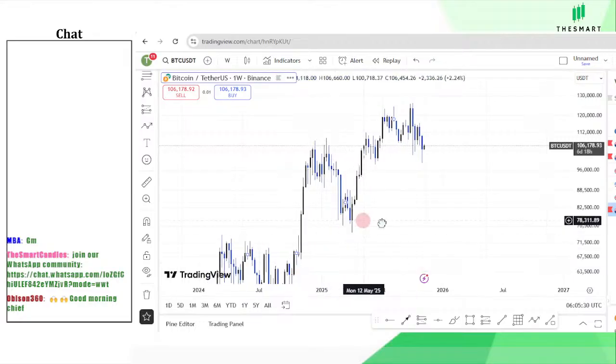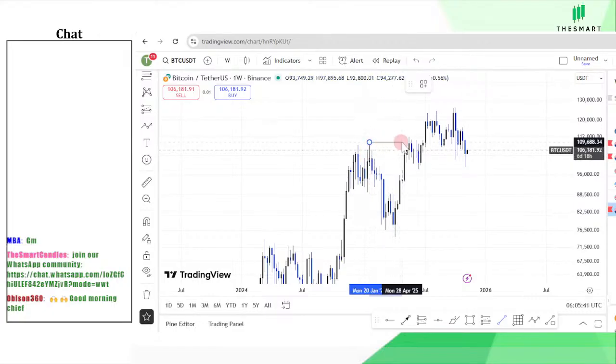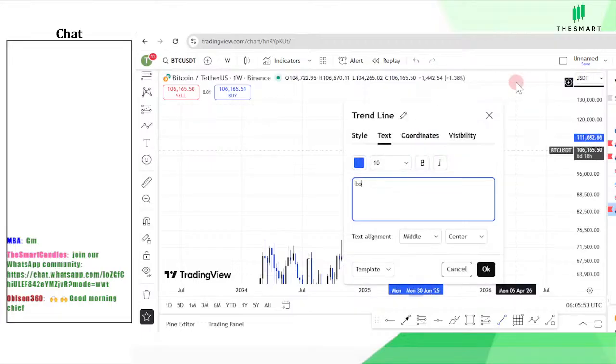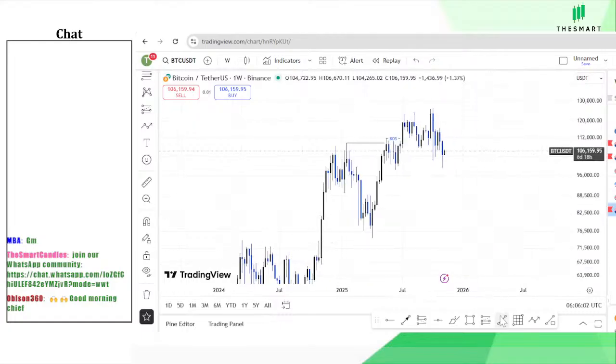Alright, so we are here on the Bitcoin chart. This is the weekly price action for Bitcoin. So first, what we have to do is mark price action. At this point here, I have this sweep, followed by what? A break of structure at this level. Alright, we have a break of structure at that level.